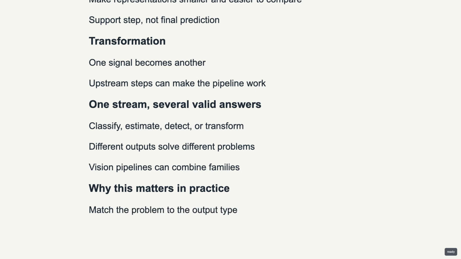An engineer who can identify whether the job needs classification, localization, anomaly detection, or a transformation step can make better decisions earlier. That skill matters as much in a prototype as it does in a production device with tight limits.